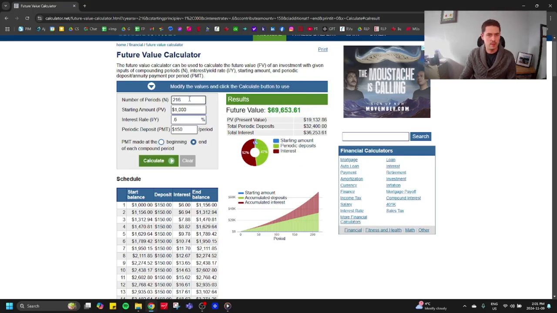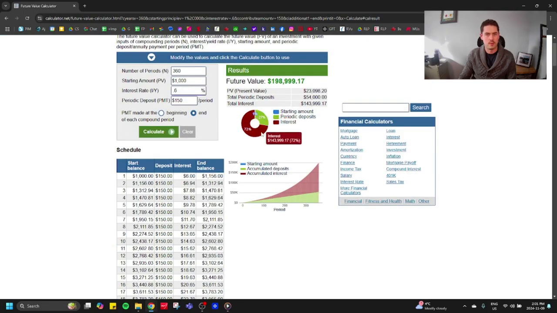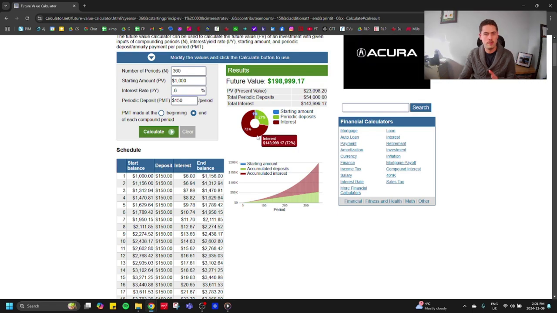Just for perspective, I'm going to show if we didn't change anything else, but we bumped this up to the 30 years, how much more of this would be interest? Yeah, 72%. So the longer you leave your money in, the more it works for you, even if you change nothing else.